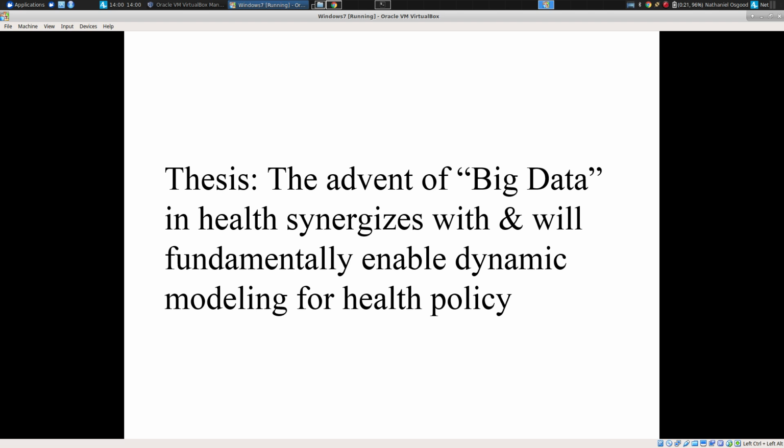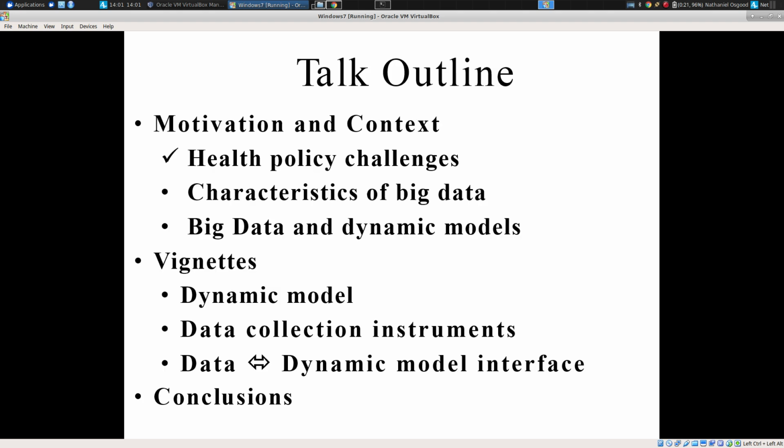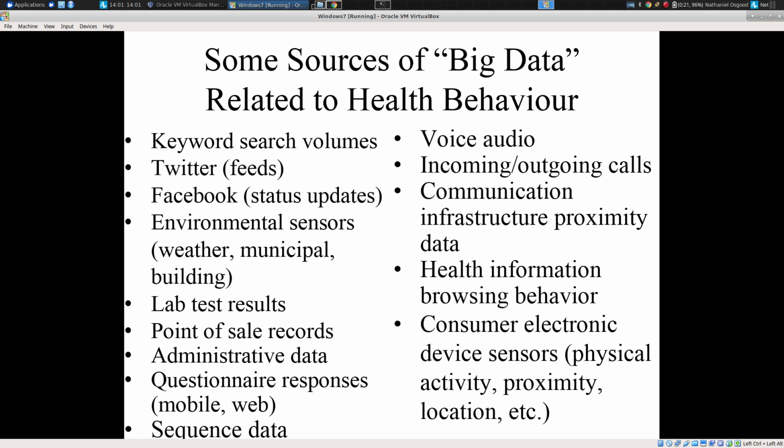So the thesis of this presentation, indeed the thesis of much of our work in the computational epidemiology and public health informatics lab, is that the advent of big data in health synergizes with, and will fundamentally enable, dynamic modeling for health policy. And I'd like to provide some suggestive evidence in coming slides as to why this is.